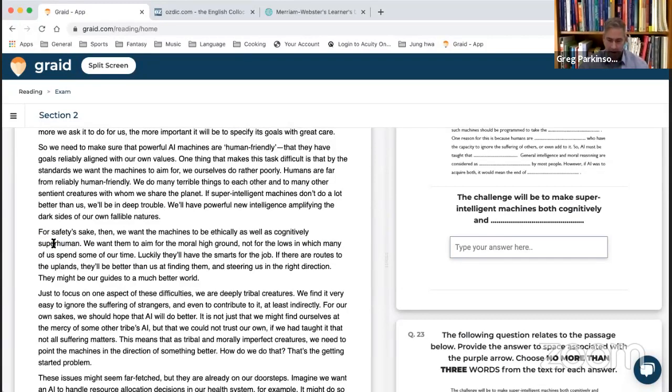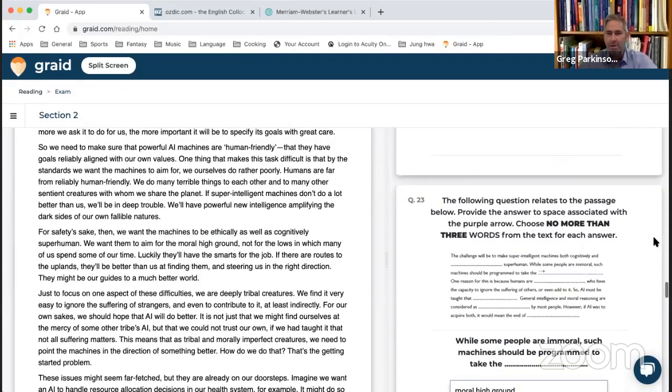But here, well, you could suggest that I think probably the answer is most likely to be ethically, right? Because it's very unlikely you're going to come across an answer where it's separated. So even though ethically superhuman makes sense, I think just ethically alone also makes sense. So that's probably the best answer to go for. Don't use any words which are separated, right? So the challenge will be to make super intelligent machines both cognitively and ethically, right? So humans should make them with their own ethics.